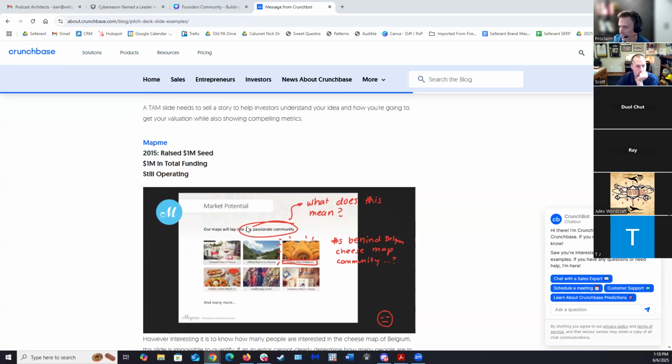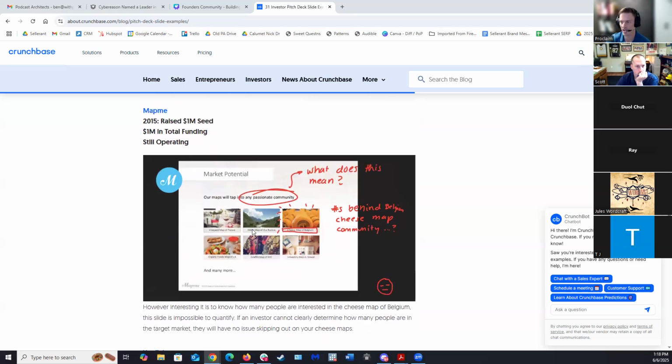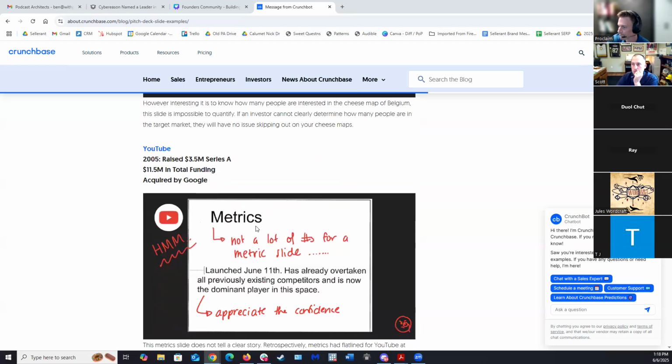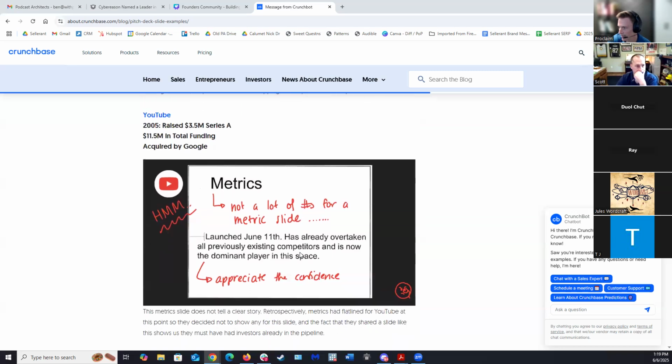Any passionate community, too buzzwordy, not clear enough. Like, okay, what kinds of communities really? Because it is not going to serve any passionate community. That's just not true. Blah blah here. If you're doing a metric slide, you obviously need numbers on there.